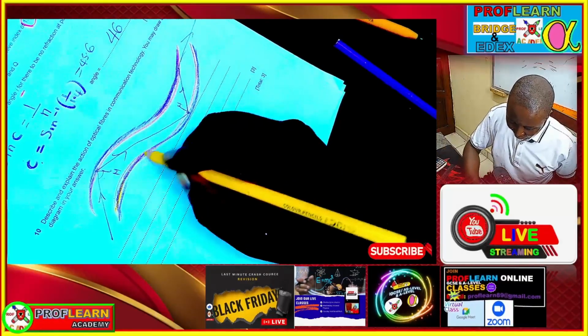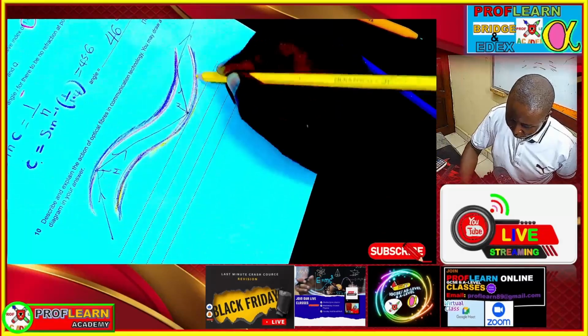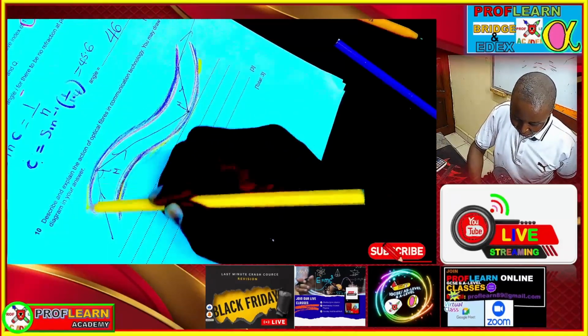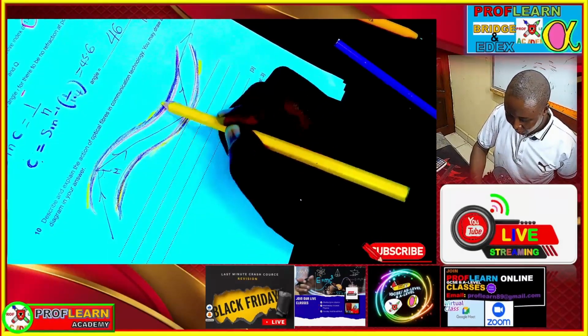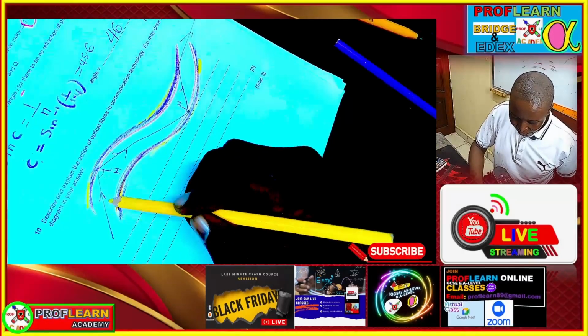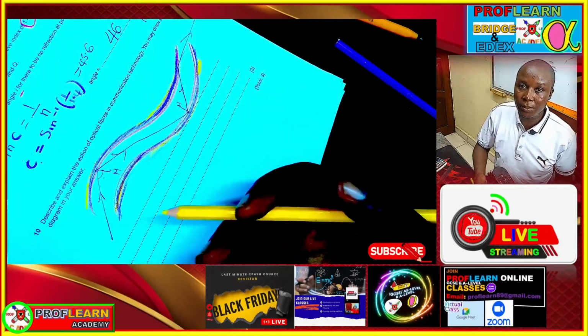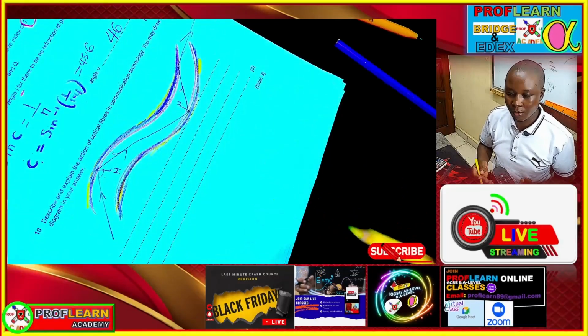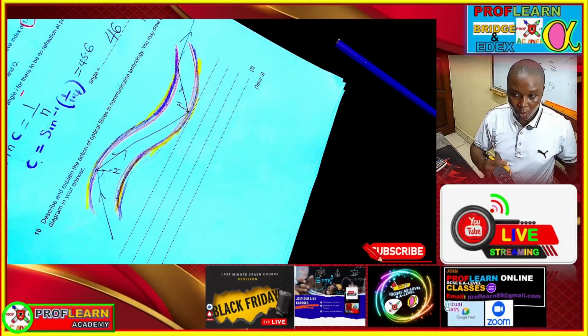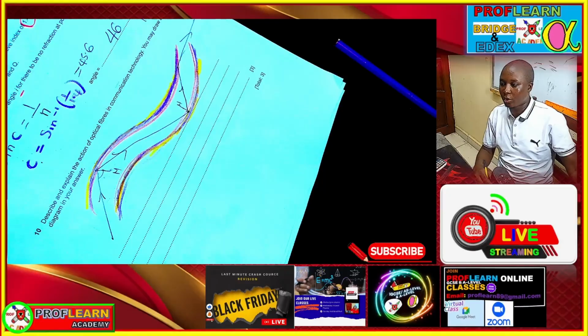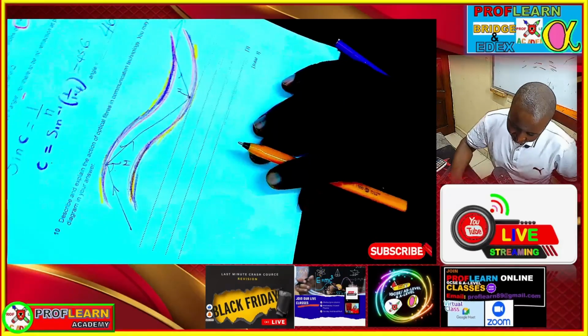The outer layer of this particular glass is made of a less dense material, so that when light is moving from a dense medium, which is the glass, to a less dense medium, then there's a possibility of total internal reflection taking place. So how are we going to approach this particular question in the process of answering that?